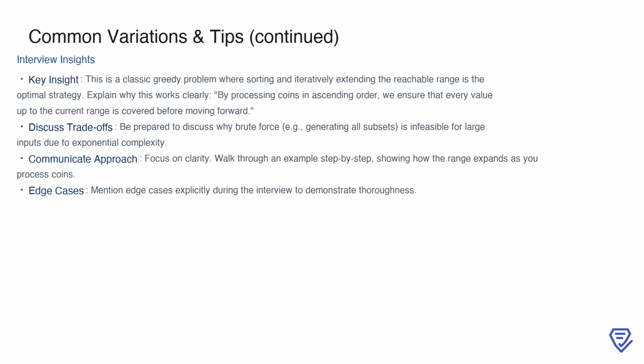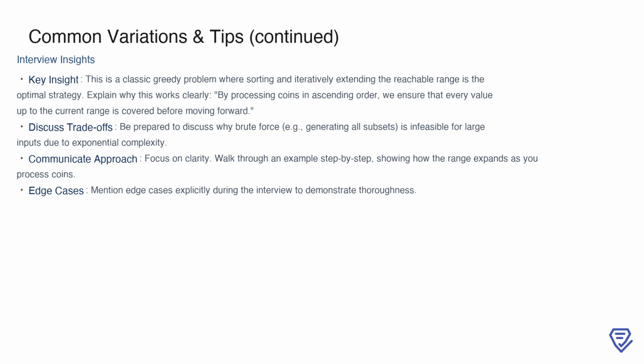Now, let's focus on insights that can help you during an interview. This problem is a classic example of a greedy algorithm. The key insight is that sorting the coins and then iteratively extending the reachable range guarantees that all values up to the current range are covered before moving forward. It's important to understand and clearly explain why this works. For instance, by processing coins in ascending order, each new coin adds to the smallest possible gap in the sequence, ensuring no values are skipped.